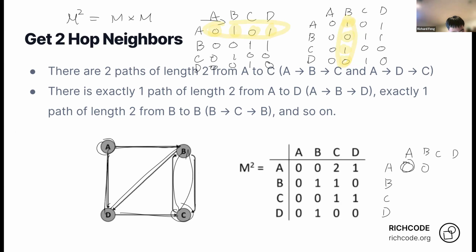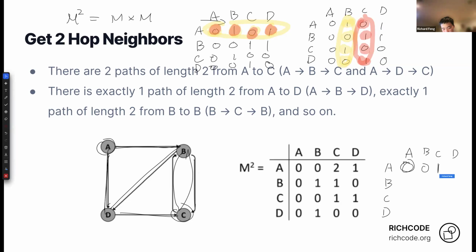Now let's look at this column over here. So 0 times 0 is 0. 1 times 1 is 1. So we have a 1. 0 times 0 is 0. 1 times 1 is 1. So we have a total of 2 1s. So this one over here is going to be 2, since we have 1 plus 1 is 2.